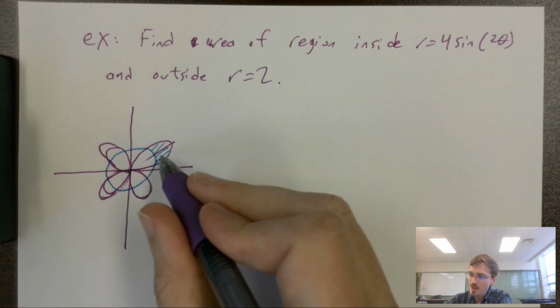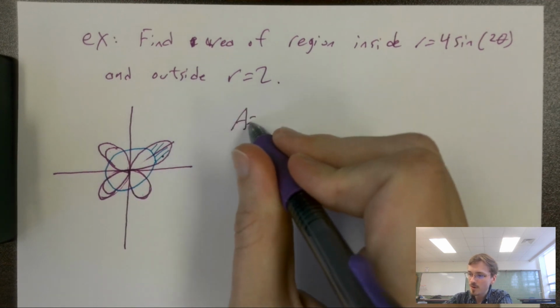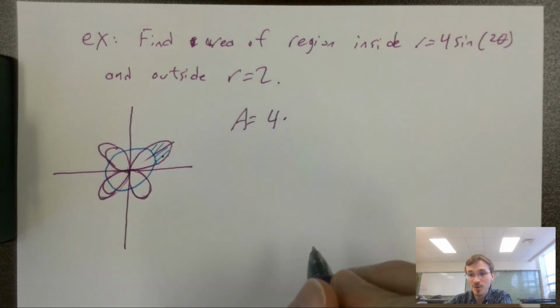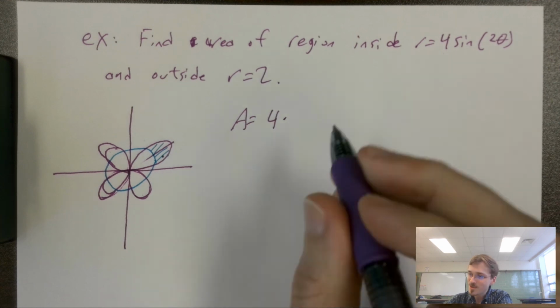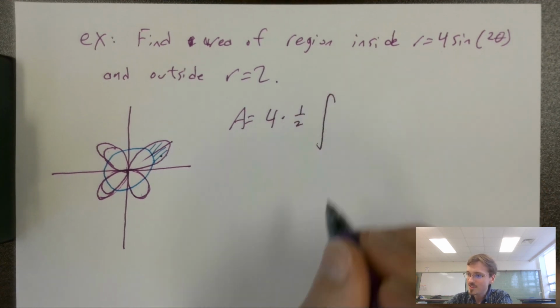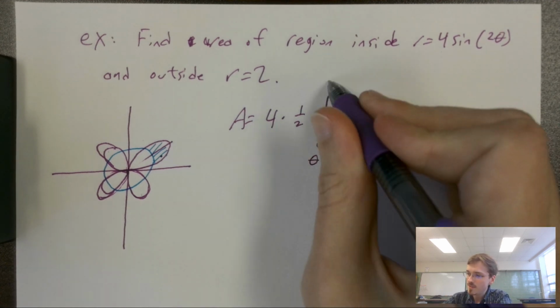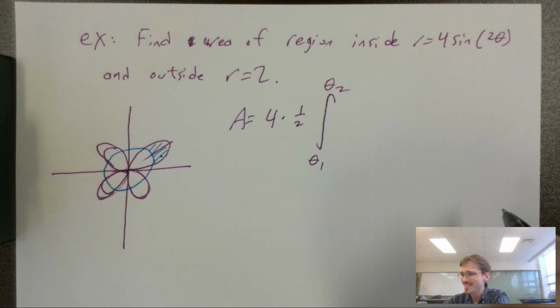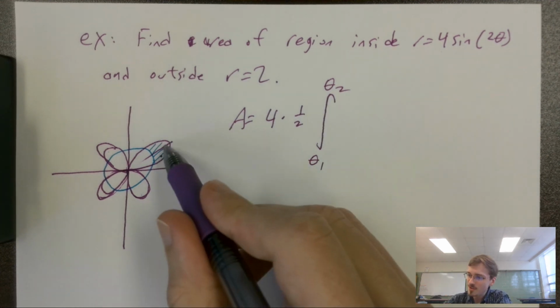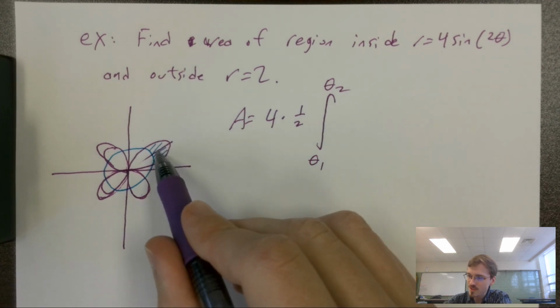Okay, so we know that we can take this dashed region and just multiply it by 4 to get the answer that we're looking for, right? So it's going to be 4 times 1/2 the integral from theta 1 to theta 2. Who knows what those are yet? And how are we going to find the area of just this dashed region here?